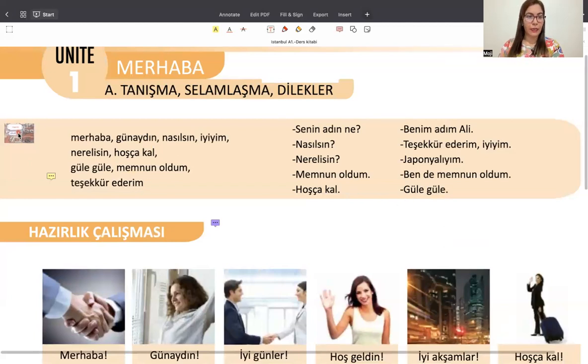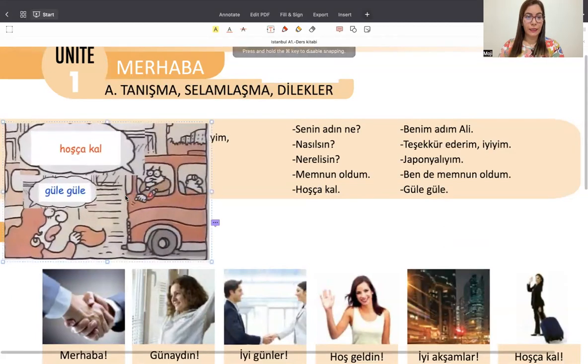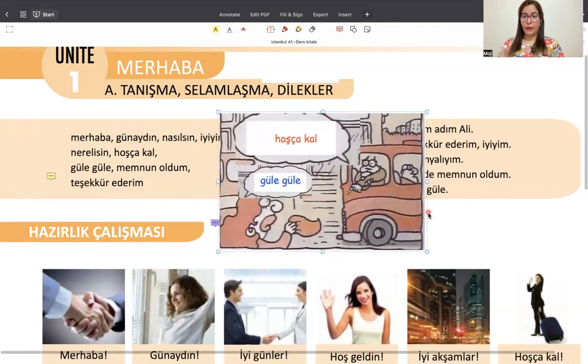Right? There is a picture in here. Let's look at it. Well, in here, I want to tell you the difference between hoşça kal and güle güle. As you can see, the man in the bus is leaving, is going. So when you leave a place, you say hoşça kal. When you leave a place, the person who stays says güle güle. The place can be the city, the house. You leave your work, you are off home, and you say hoşça kal.